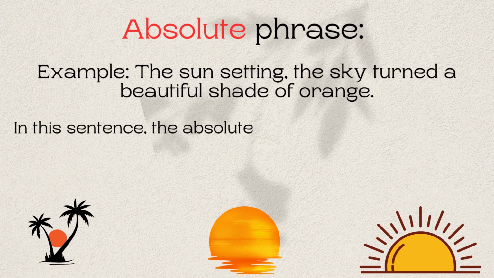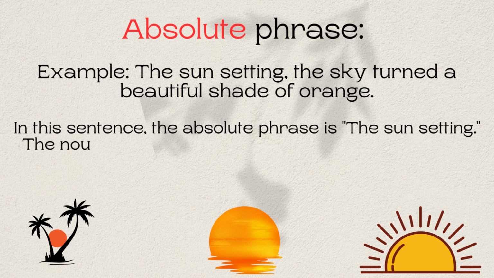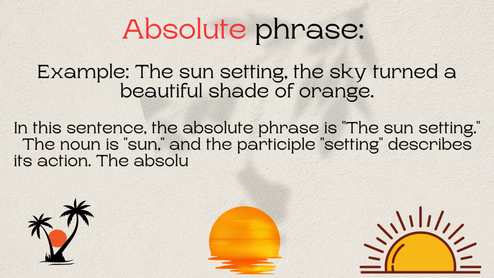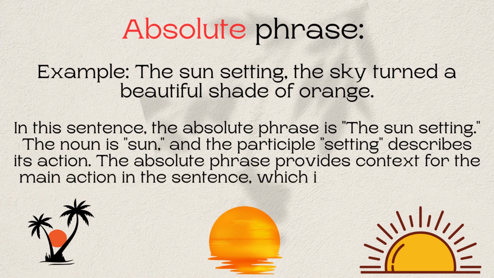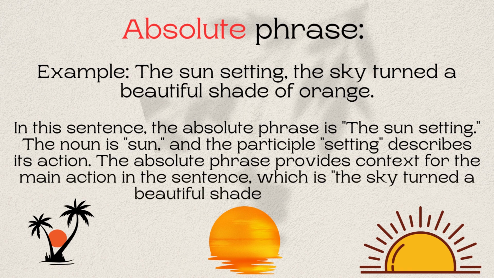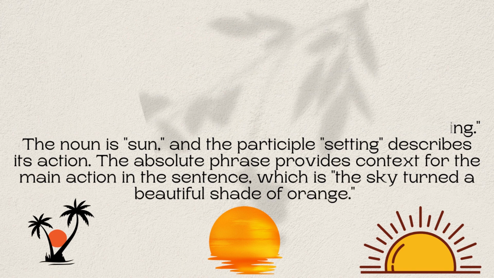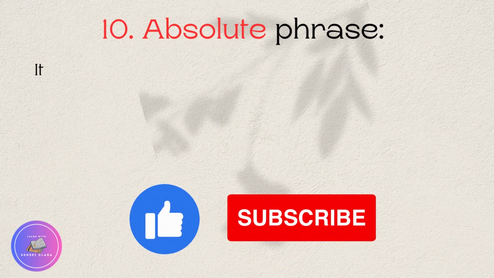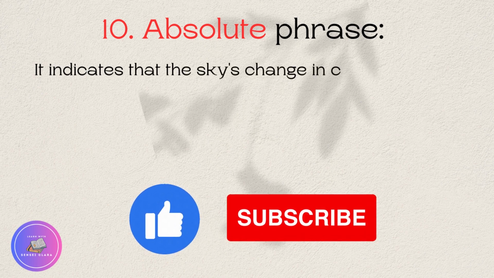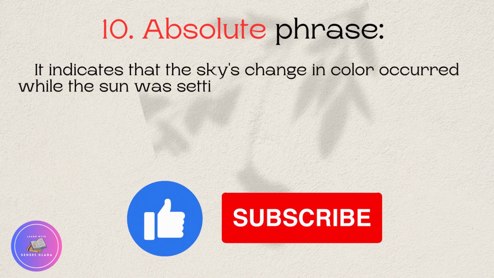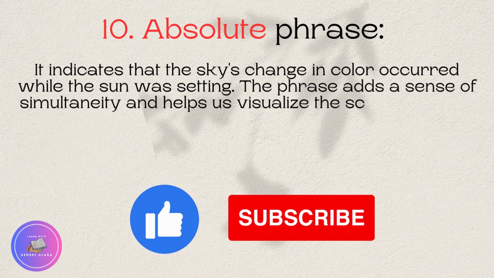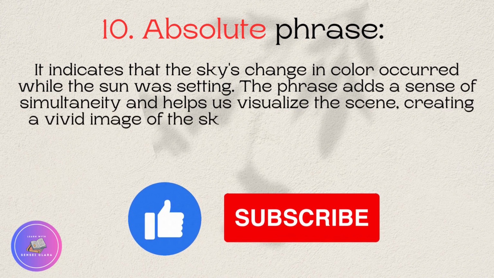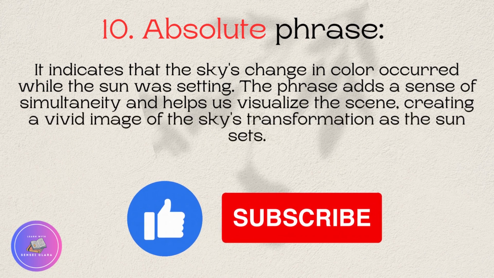In this sentence, the absolute phrase is the sun setting. The noun is sun, and the participle setting describes its action. The absolute phrase provides context for the main action in the sentence, which is the sky turned a beautiful shade of orange. It indicates that the sky's change in color occurred while the sun was setting. The phrase adds a sense of simultaneity and helps us visualize the scene, creating a vivid image of the sky's transformation as the sun sets.